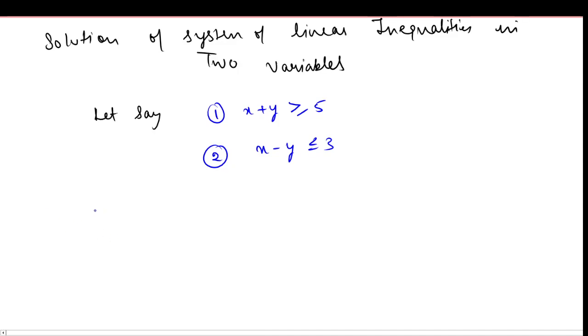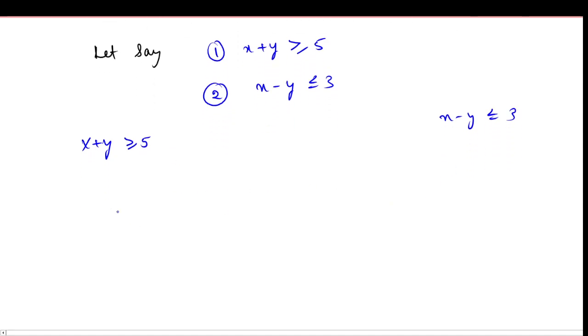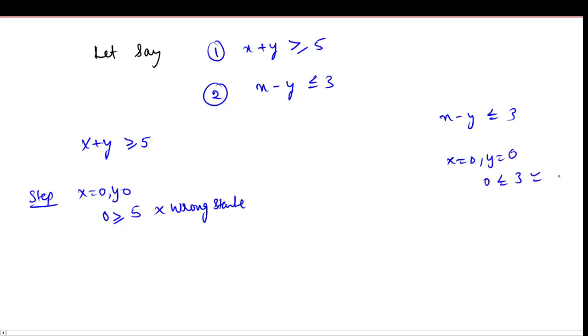So we plot the Cartesian system for both the equations, x plus y greater than or equal to 5 and x minus y less than or equal to 3. For both the equations we apply the same procedure. First is step 1, substitute x equal to 0 and y equal to 0. So we get 0 is greater than or equal to 5. So this is a mathematically wrong statement. Similarly, if you put x equal to 0 and y equal to 0 in the second equation, we get 0 is less than 3. So this is a mathematically right statement.